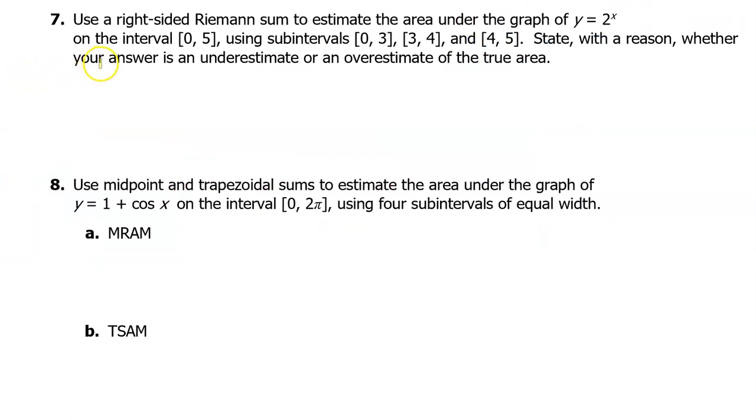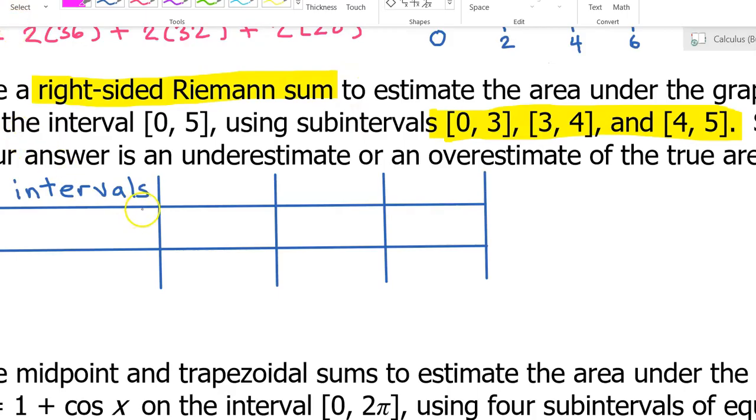Number 7 will be very similar to the last problem. This time we are using a right-sided Riemann sum, and this time they are giving us 3 specific subintervals to use. Let's set up a table to organize our information. As before, we will put our intervals on the top row, but we have these three specific intervals. So the first interval will be from 0 to 3, the second interval is from 3 to 4, and the third interval is from 4 to 5.